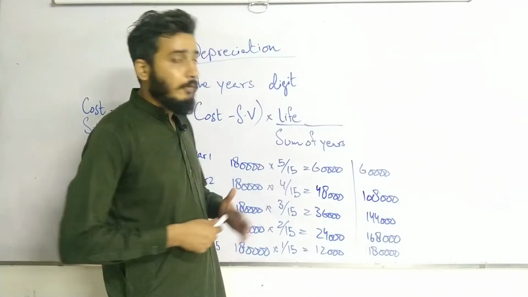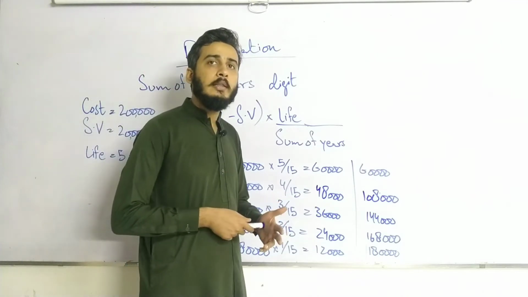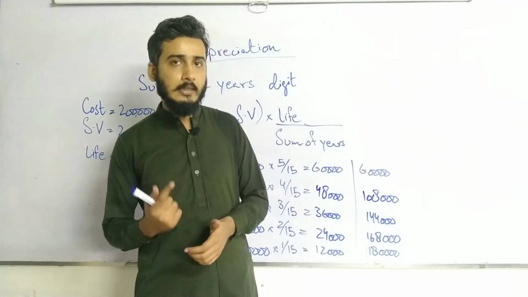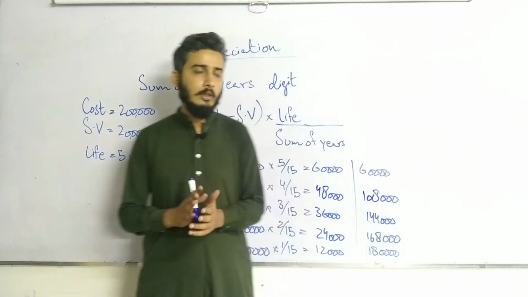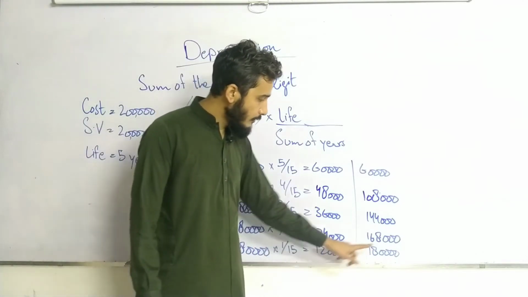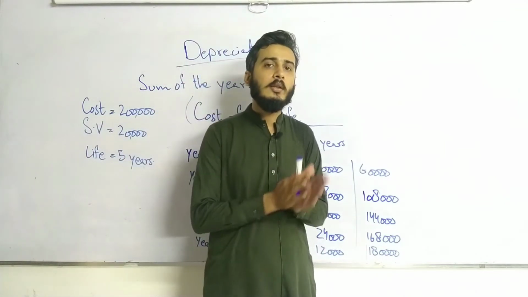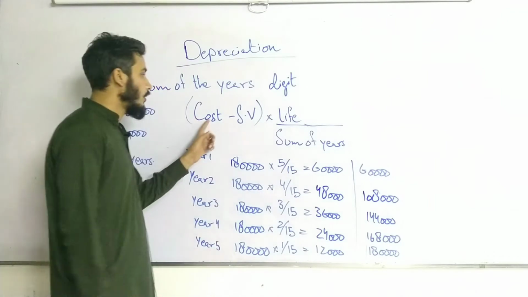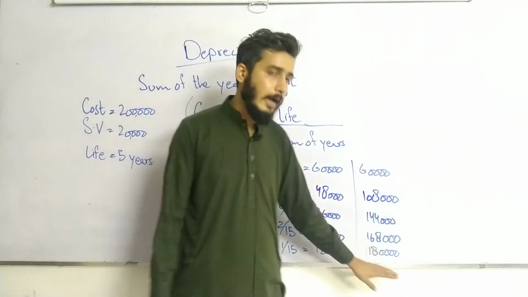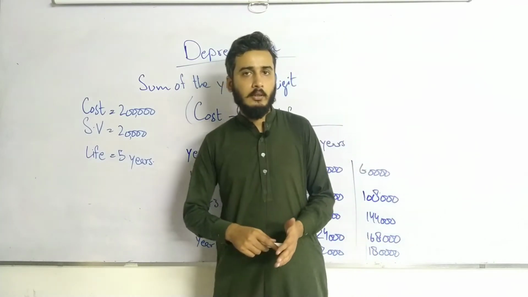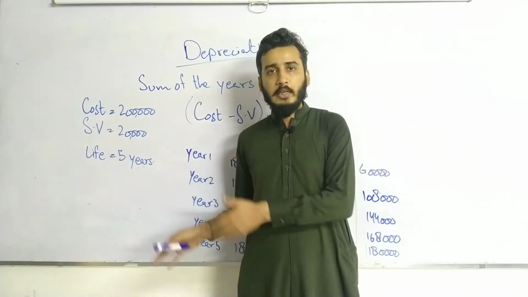Then in the final year we have 180,000 into 1. Why is so? Because the asset is left over for 1 year only, and we have got 12,000, and the total depreciation is equal to the depreciable cost minus scrap value. So the total asset has been depreciated till the end of year 5. Now that was all for this method.